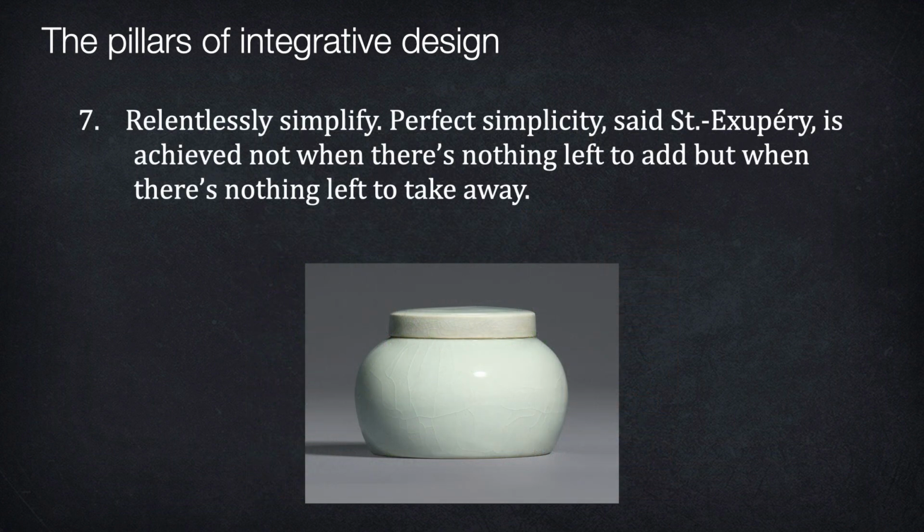Seventh, simplify. Take stuff out. Take more stuff out. Aim to do almost everything with almost nothing. Somebody asked Michelangelo, "How did you sculpt David?" He reportedly replied, "Oh, it's simple. I just chiseled away everything that wasn't David."